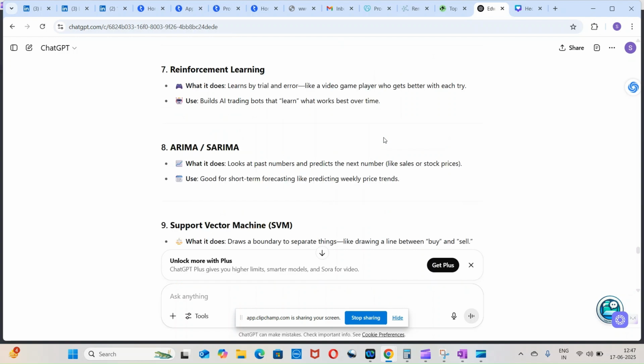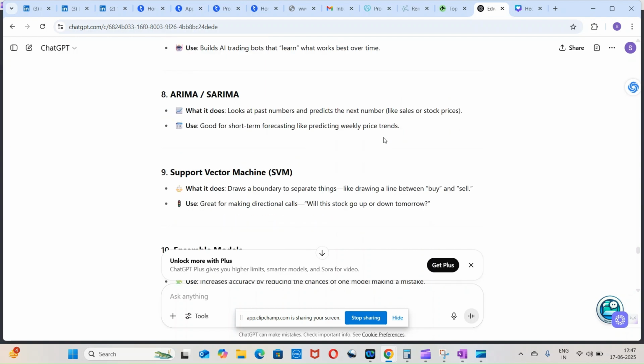Then we have ARIMA, SARIMA AI models. So these models look at the past numbers and predict the next numbers, like sales or stock prices. This is all numbers based, certain patterns. Past numbers are looked at to predict the next numbers. This is good for short term forecasting, like predicting weekly price trends.